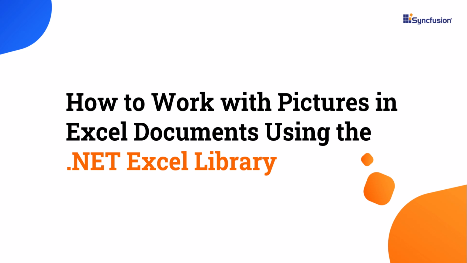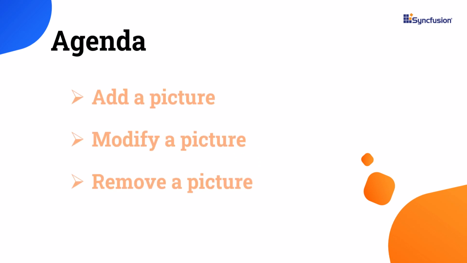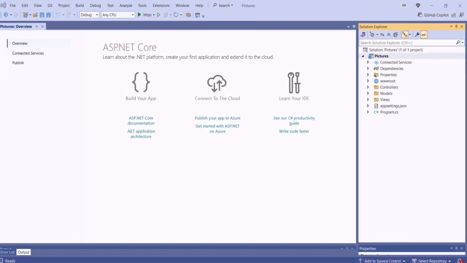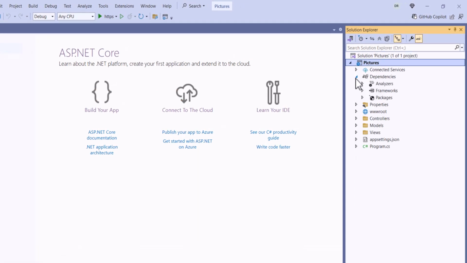Welcome to this Excel library tutorial. In this video, I'll show you how to work with pictures in an Excel document using the Syncfusion .NET Excel Library. First, I open an existing ASP.NET Core application where I have already installed the Syncfusion XlsIO .NET Core package.